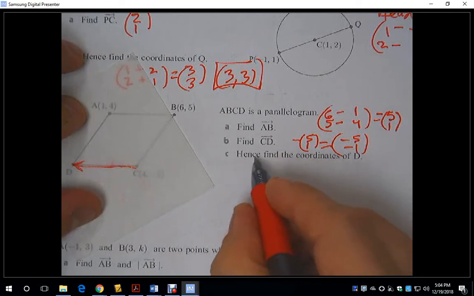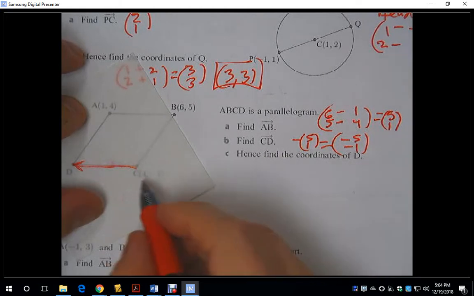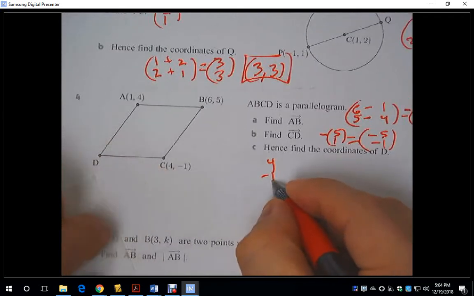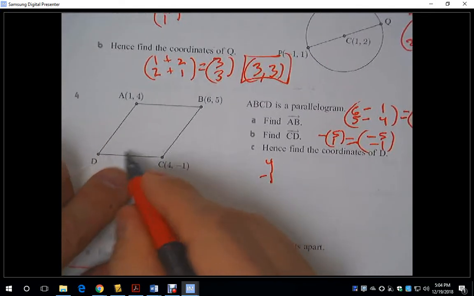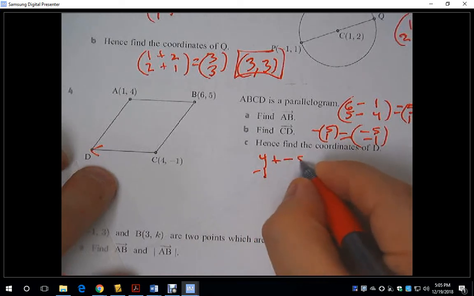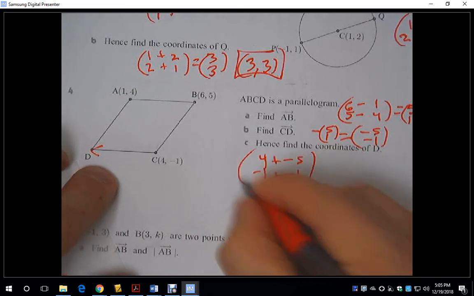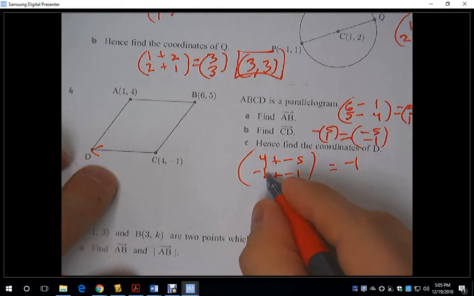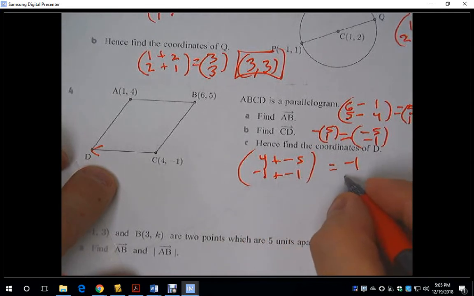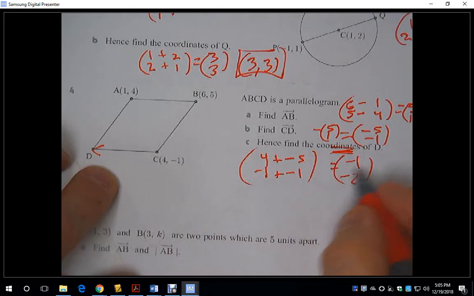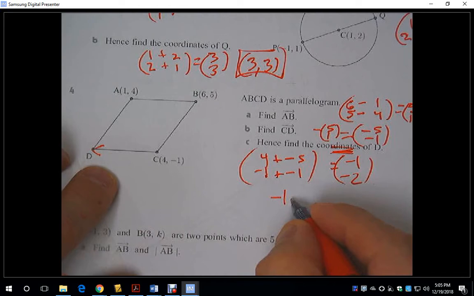And then it says, hence find the coordinates of D. So I'm going to take this point C, which is at 4, negative 1, and add it to this new vector that points to D. So I'm going to add negative 5 and negative 1: 4 plus negative 5 gives me negative 1, and negative 1 plus negative 1 gives me negative 2. We're looking at a coordinate, not a vector, so this would be negative 1, comma, negative 2. So there we go.